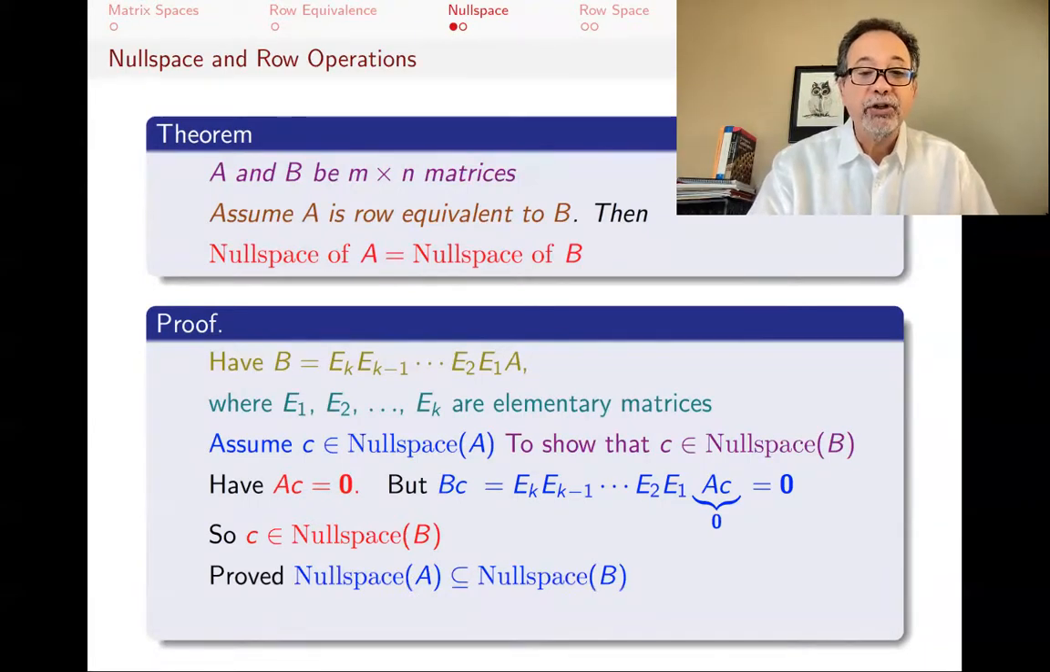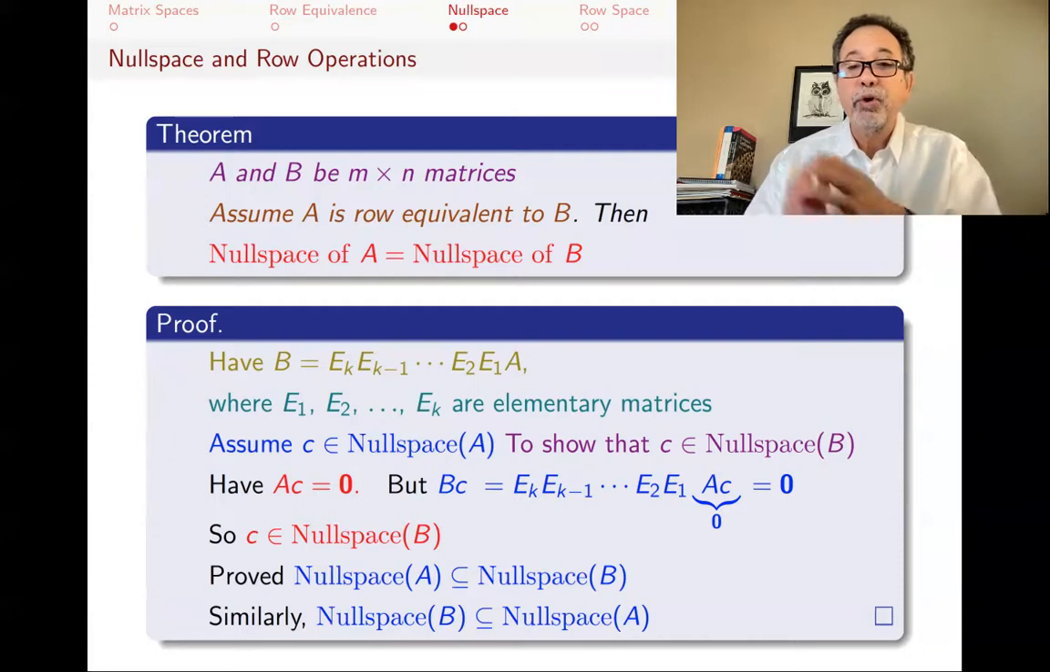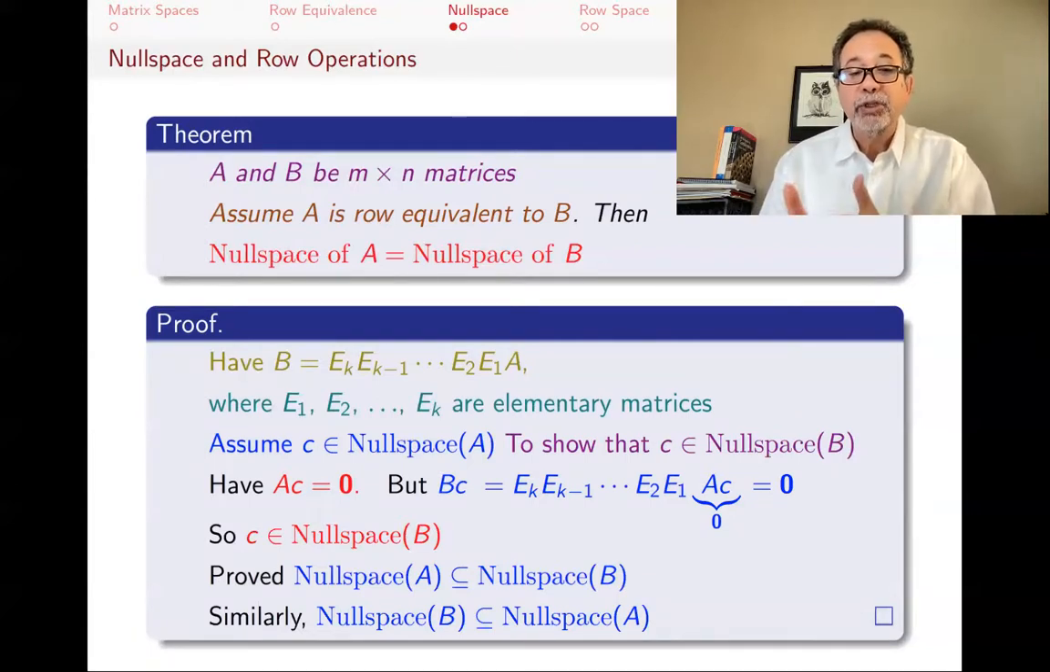But the other direction follows the same. Why? Here we use the fact that you can go from A to B by elementary matrices, but you can also go from B to A by elementary matrices. And so you can make the same argument and show that the null space of B is also in the null space of A.